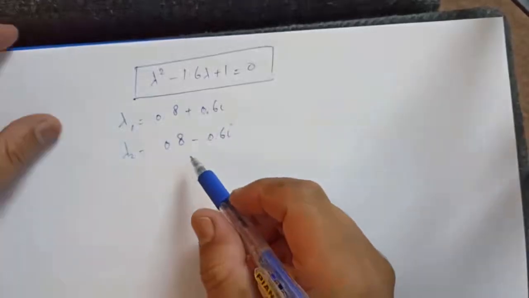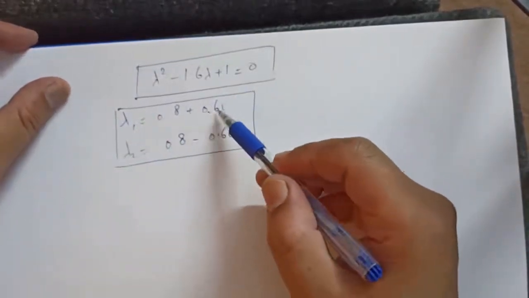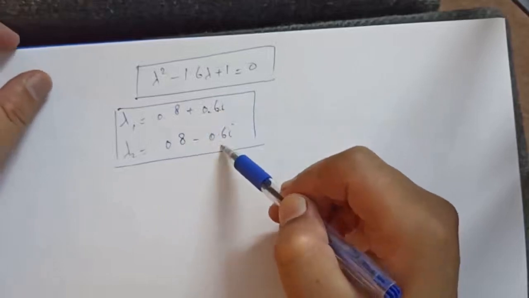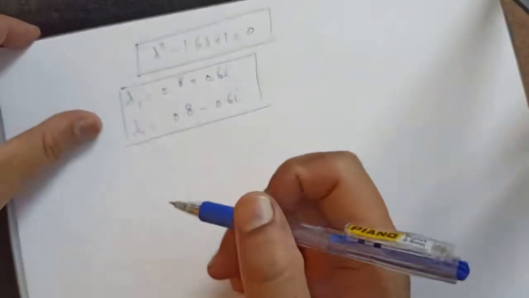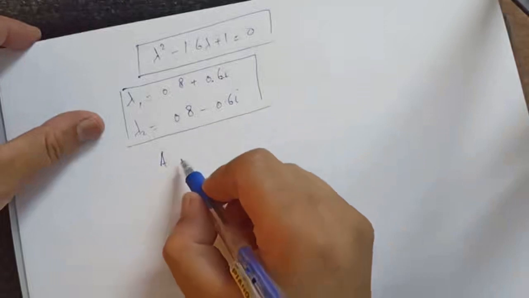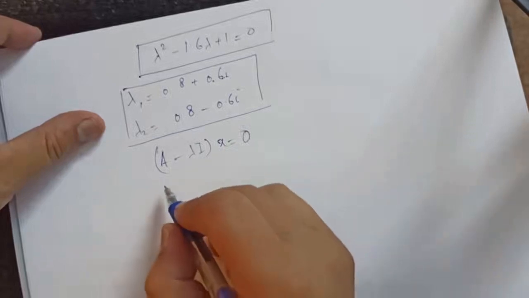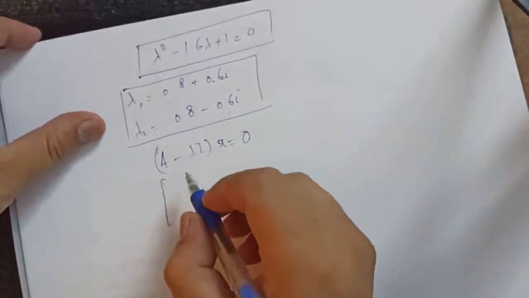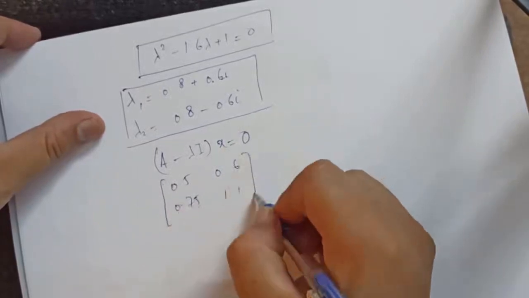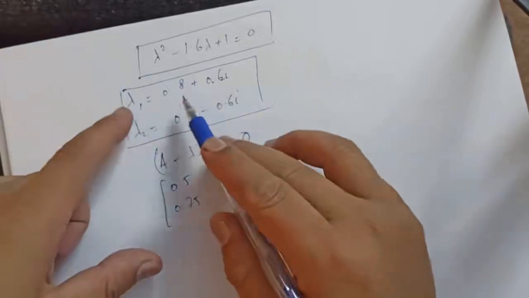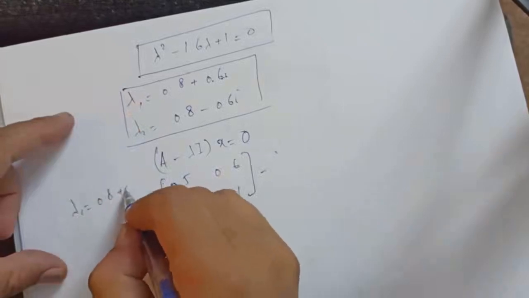We can see here again it has two eigenvalues, and since one of them is complex, the other one is its complex conjugate. Okay, so we need to find the eigenvector. To find the eigenvector we have to have that A minus lambda I times x should be equal to 0. So we put it here, and the matrix is 0.5, 0.6, 0.75, 1.1 minus, and first we need to find for lambda 1 equals 0.8 plus 0.6i.